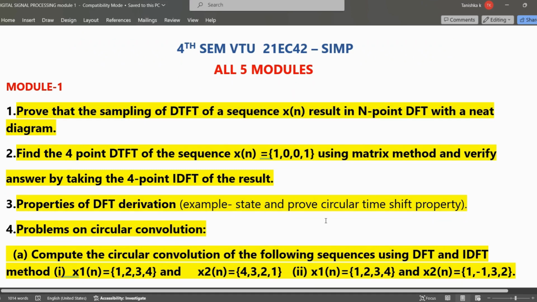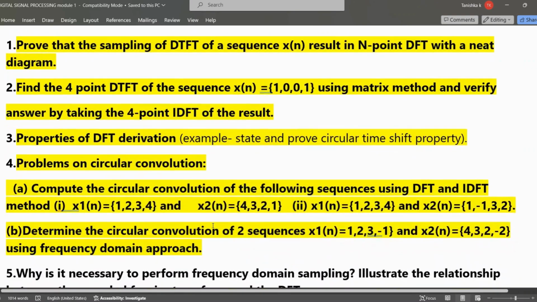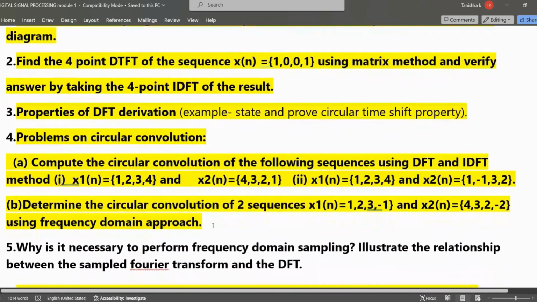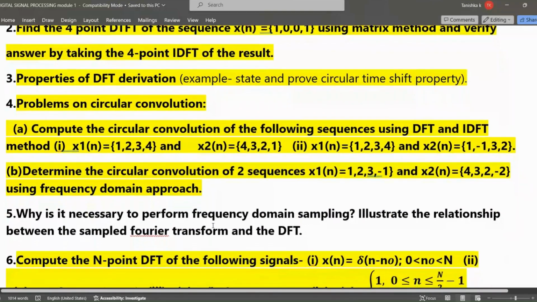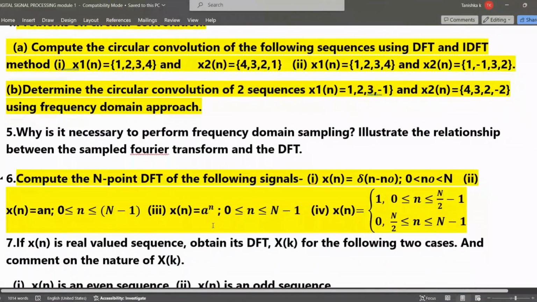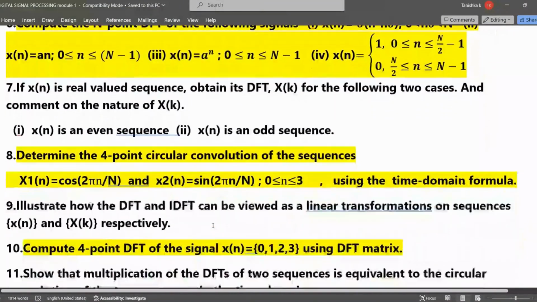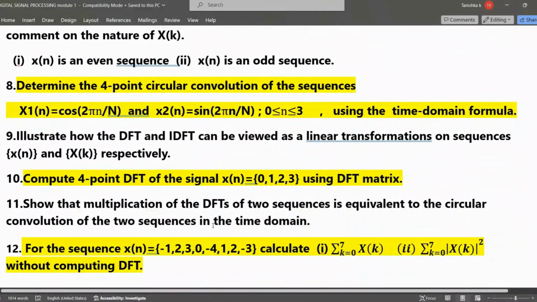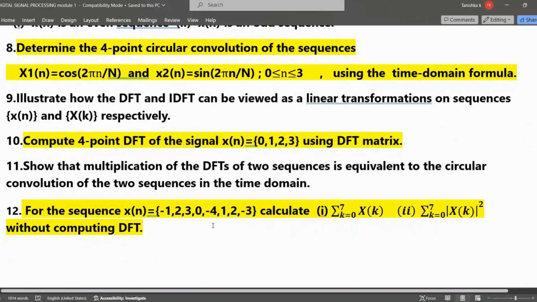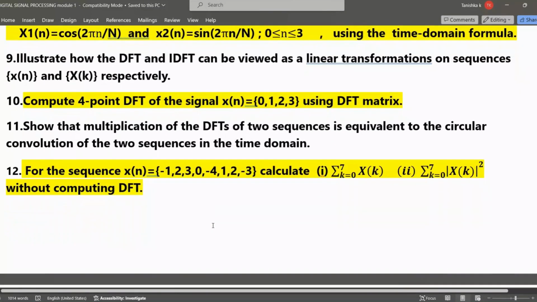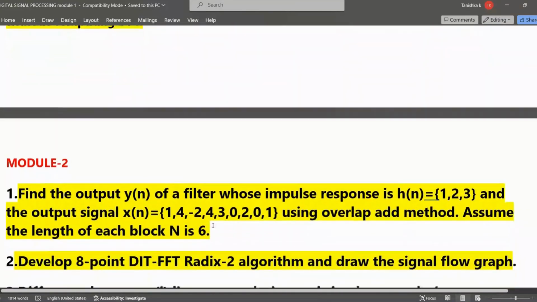So in module 1, the important topics are sampling, 4-point DFT, properties of DFT derivation, and problems on circular convolution, which are very important, and the N-point DFT and the 4-point circular convolution. All these questions are taken from model papers as well as repeated questions. Then let us go to module 2.